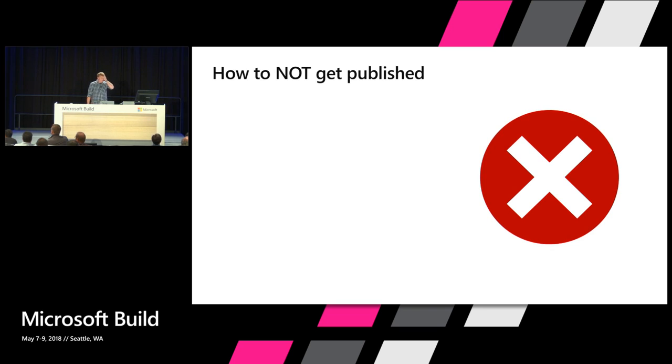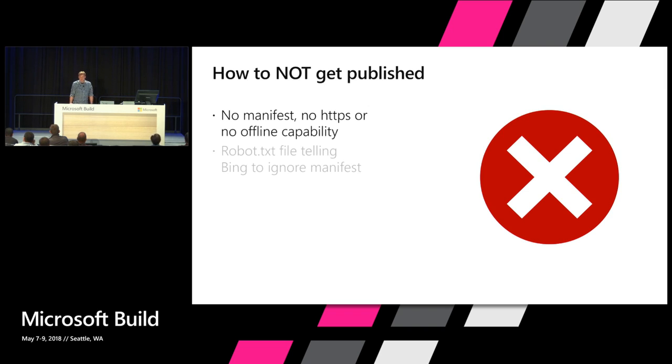Okay, so there are some cases where you may not want to be indexed and listed in the Windows Store. I want to make sure we're clear that you do not have to have your progressive web app in the store. There's a couple of ways to make sure that doesn't happen. First of all, if you don't have a manifest, you're not HTTPS, or you don't have offline capabilities, you won't be in there. The second thing is in your robots.txt file, you can tell Bing to ignore your manifest. Then we won't look there and we won't see you as a PWA.